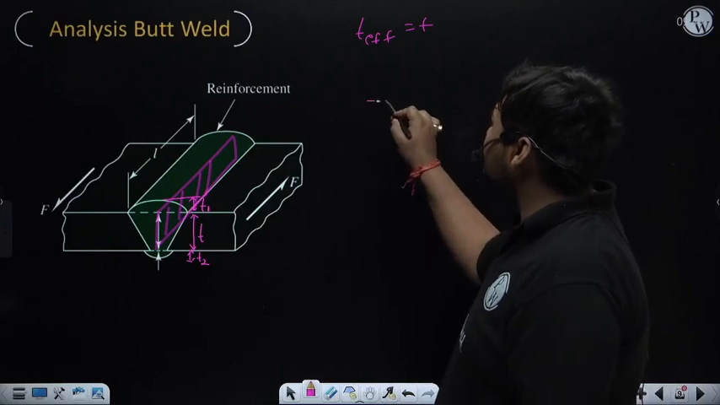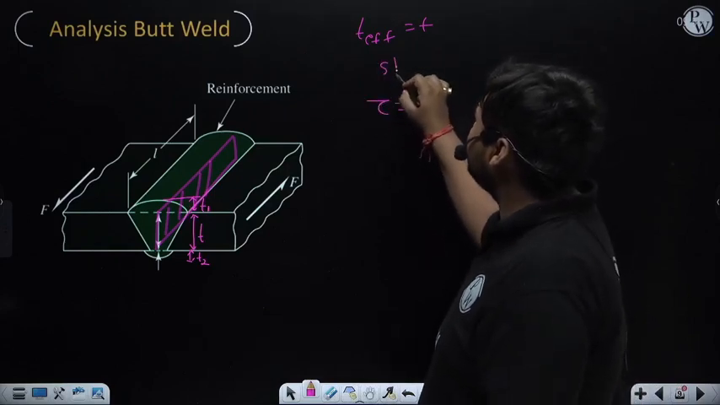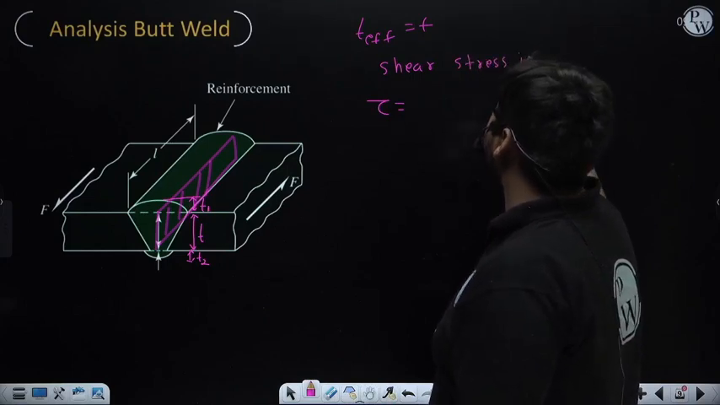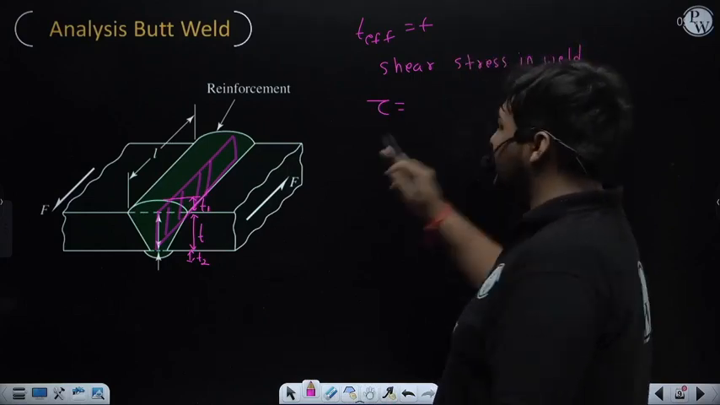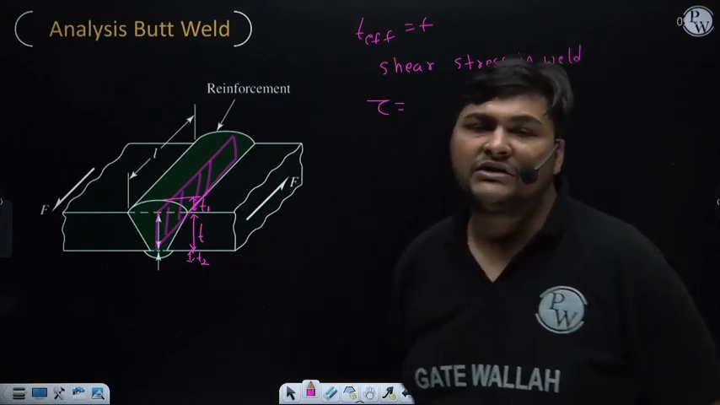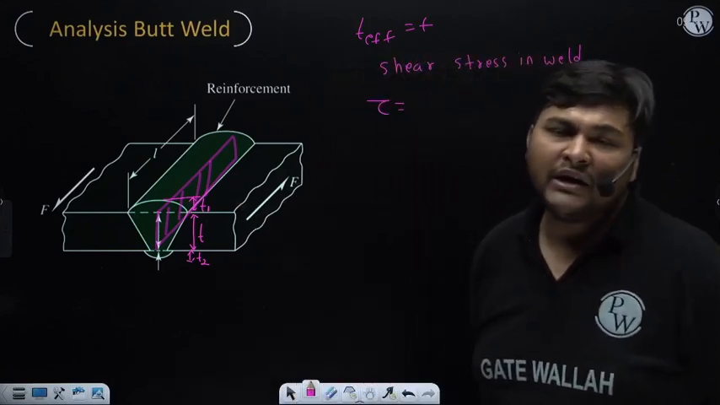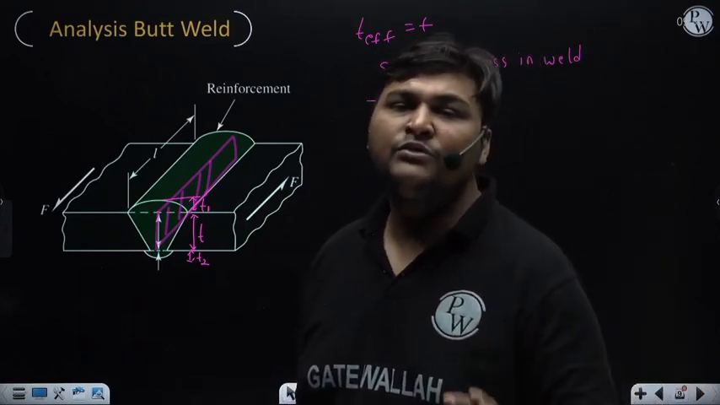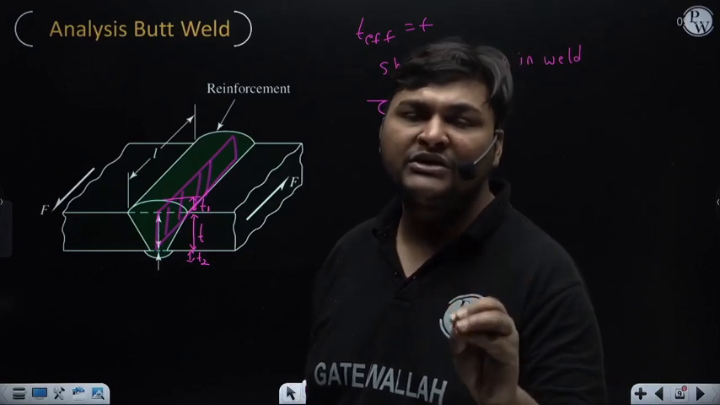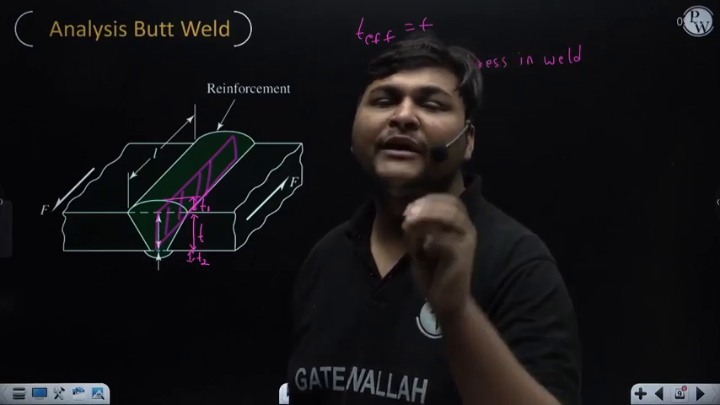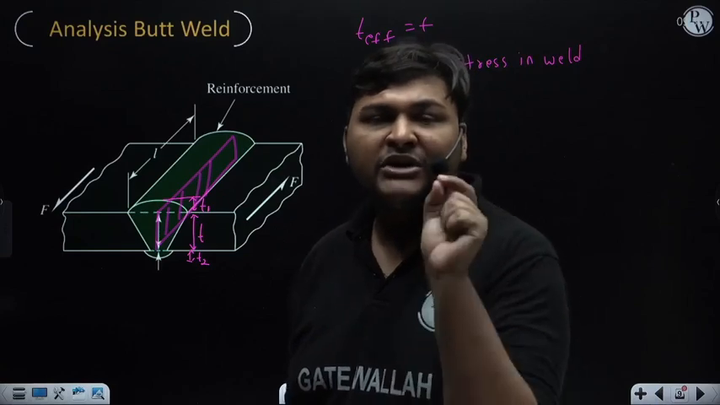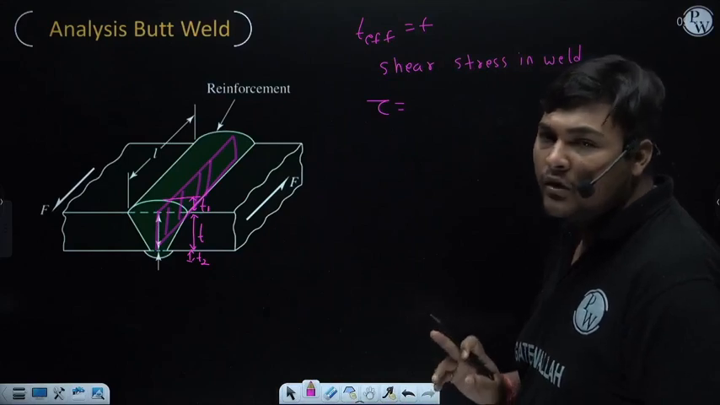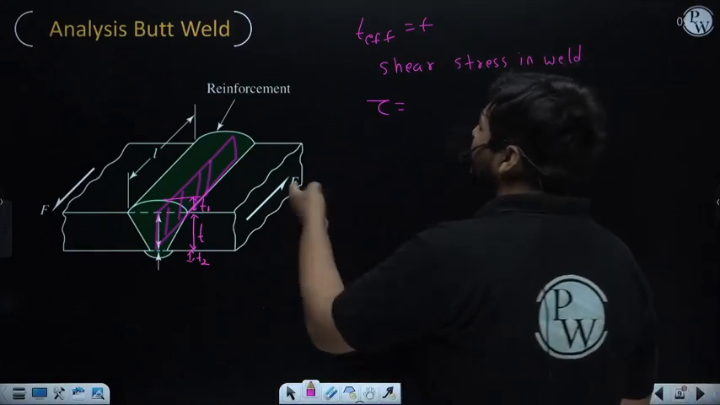Suppose I am denoting this shear stress as tau. It is shear stress in weld, because it is parallel to this plane. Now whenever we are calculating stress due to force, whether it is normal stress or shear stress, in this weld analysis we'll use the formula force divided by effective area. Here this stress is shear stress because F is parallel to this plane. Now the formula to calculate this shear stress will be force divided by effective area.